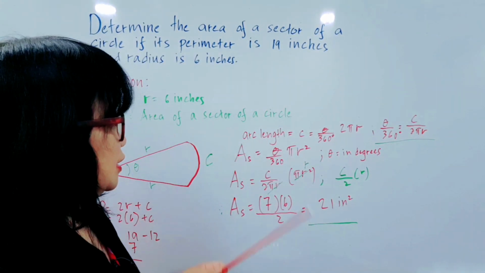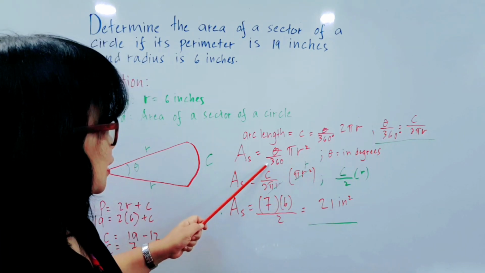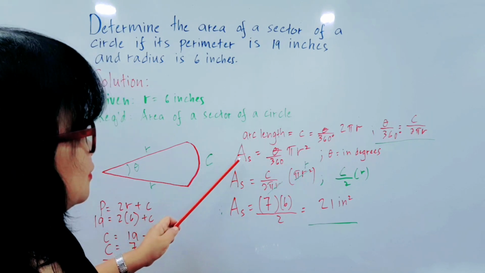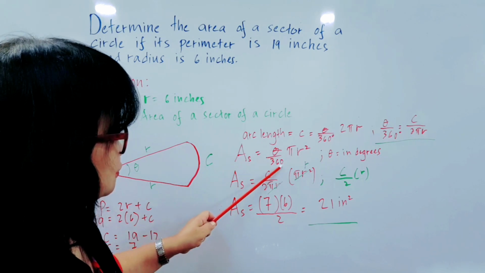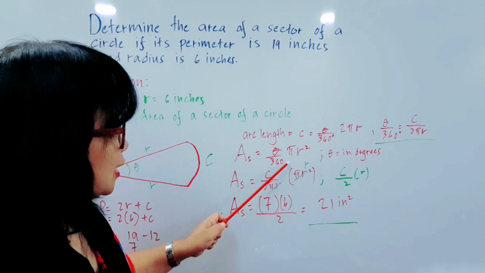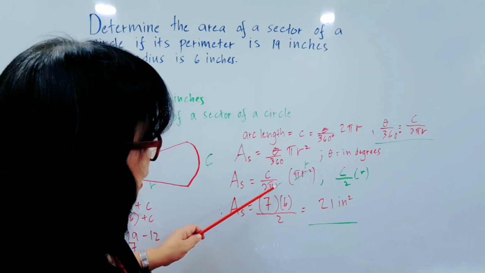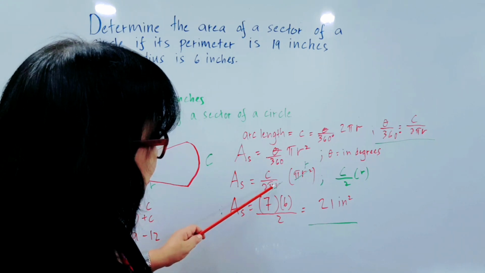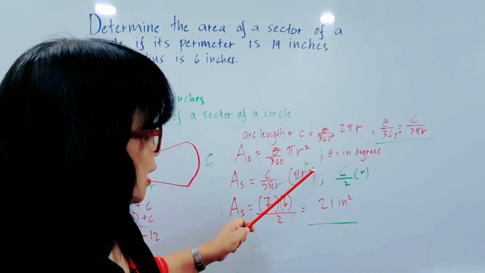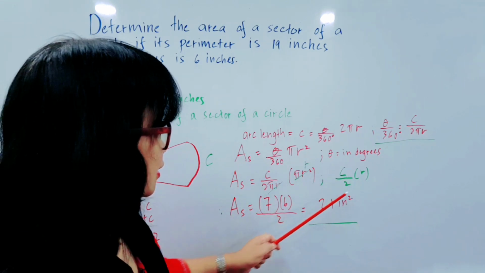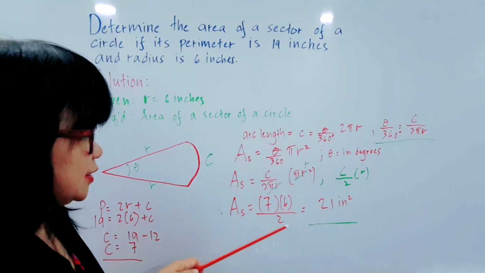Therefore, if we will substitute this theta over 360 to here, in the area of a sector of a circle, area therefore is equal to C over 2 pi r times pi times r squared. Now, cancelling this one, 2 pi r, the remaining one is r. So, C times r divided by 2 because pi r and pi r is cancelled.